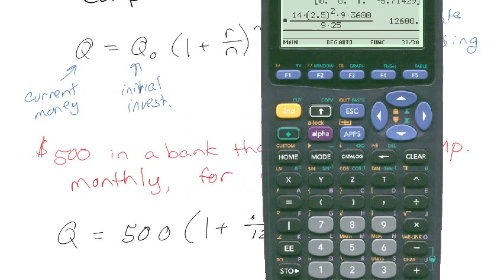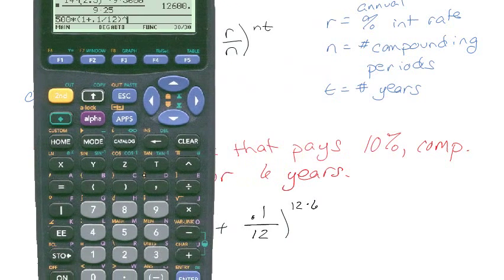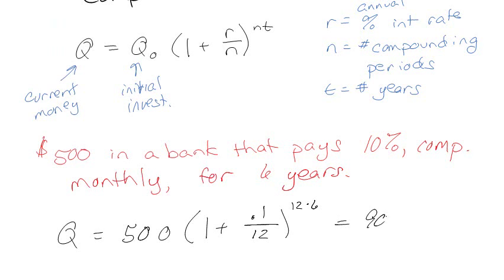So the idea is that you would come in here and you'd say it's 500 times 1 plus 0.1 over 12, and that's going to be raised to the 12 times 6 power, like that. And it's going to say, oh, you end up with $909, and you're like, yay! All right, so that's a standard compound interest problem.